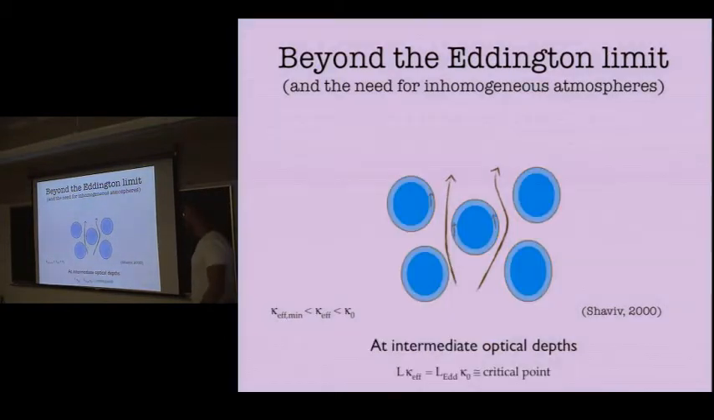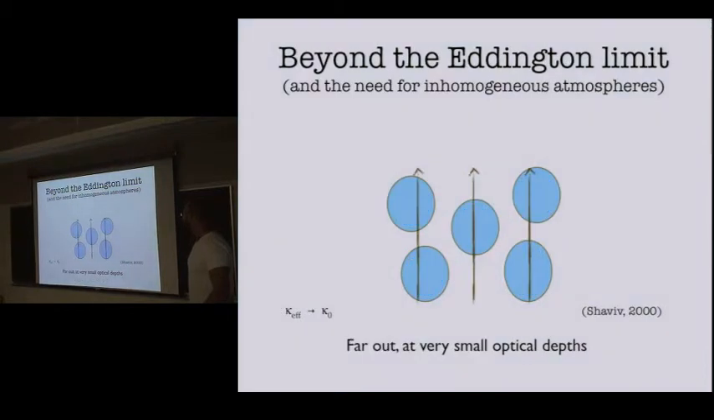A bit closer to the surface of the star, there's a critical point where the luminosity times the effective opacity equals the Eddington luminosity times the Thomson opacity. This is the critical point, or the sonic point. From this point on, the opacity reaches its maximum value, the Thomson opacity.